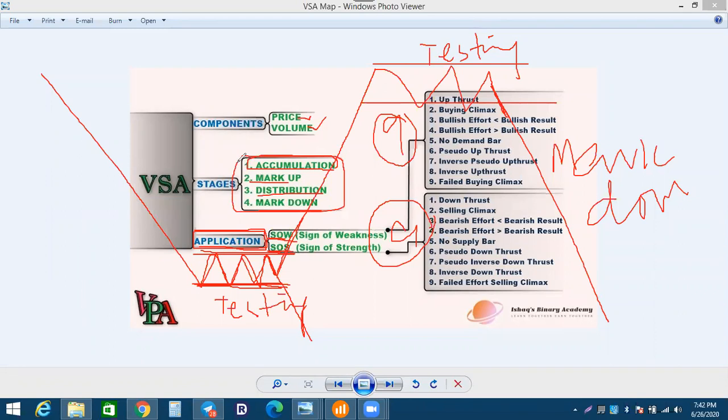After understanding these 4 stages, then we will come to the SAO and source concept. This is a sign of weakness: where the sign of weakness will come and how we can recognize it. The sign of strength, and how we can understand where the sign of weakness is in the trend, in the wave.